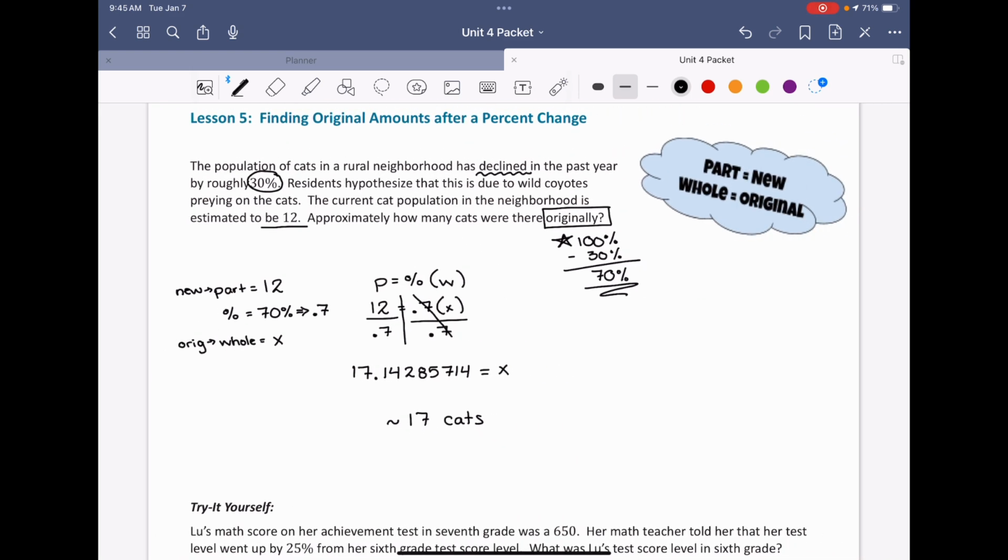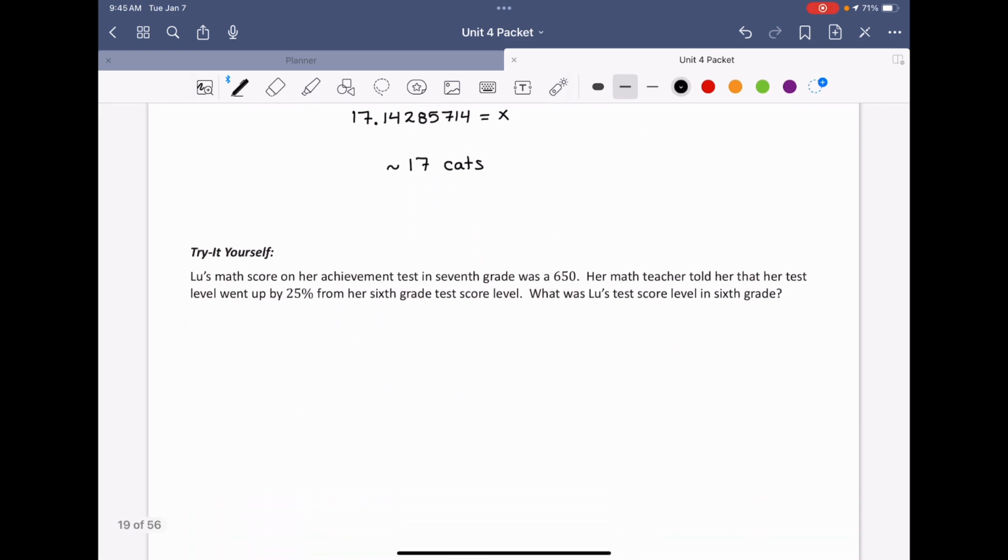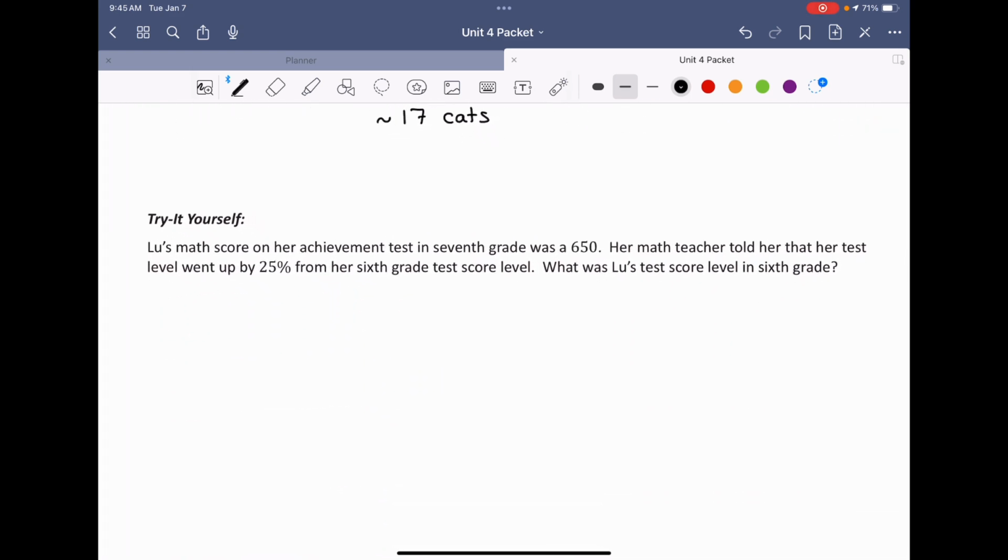Okay, let's try another one. This one says, Lou's math score on her achievement test in 7th grade was a 650. Her math teacher told her that her test level went up by 25% from her 6th grade test score. What was Lou's test score in 6th grade? So I'm going to let you try this one yourself. Pause the video and give it a try. When you're all set, unpause the video and check your work.